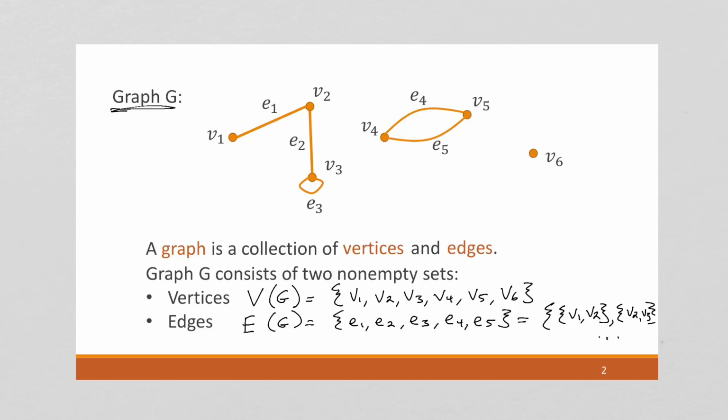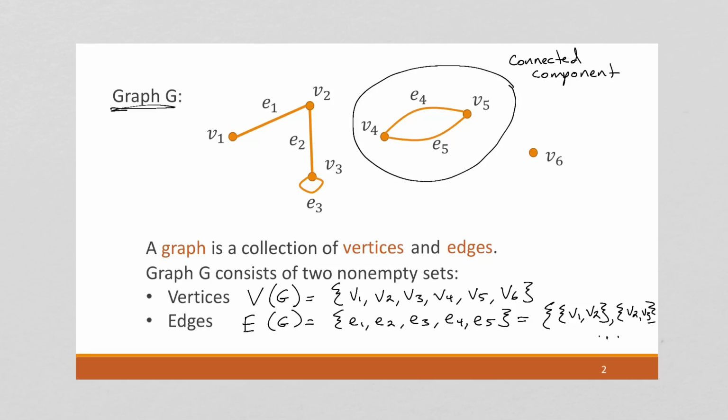Now, looking at this graph, this is what's called a disconnected graph, right? Because we can have what are called connected components. This is a connected component of the graph, but the entire graph itself is not connected. This is called a loop, and that is where you have an edge from a vertex back to itself.